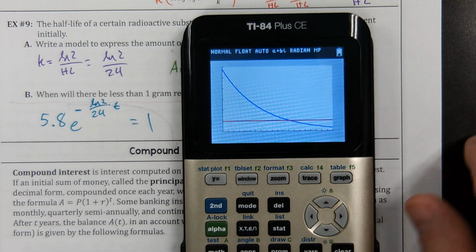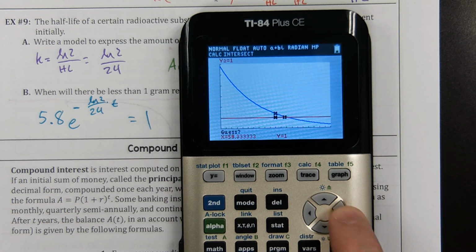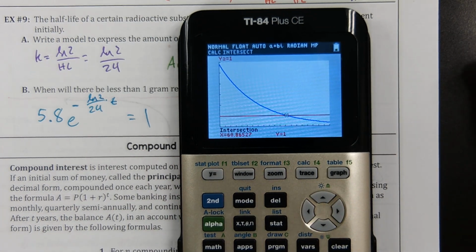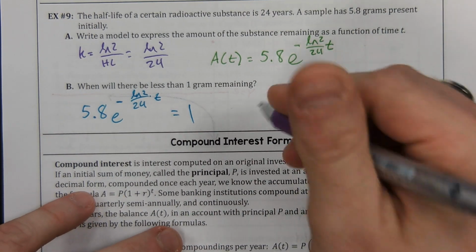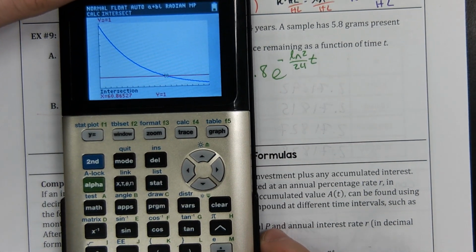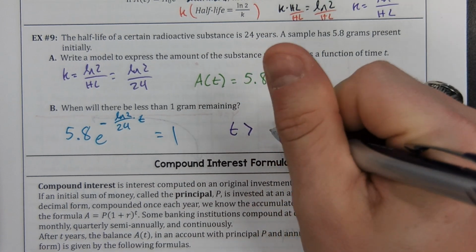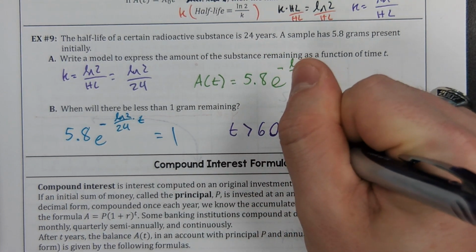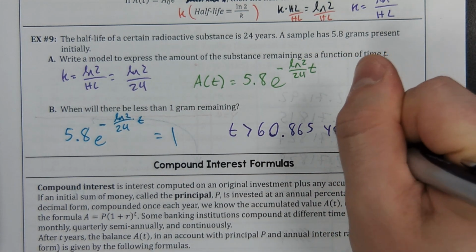Anyway, we were here, second trace intersect. So there's going to be 1 left after 60.865 years. So we say t needs to be greater than, because we want to have less than that, which means we have to dip below the red line. So that's to the right of the blinking cursor. So our time has to be greater than 60.865 years.